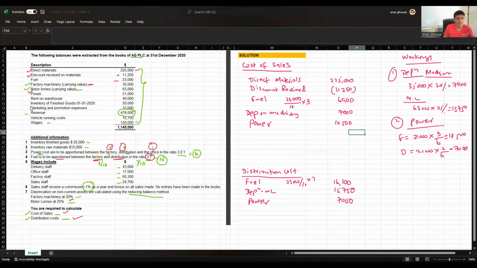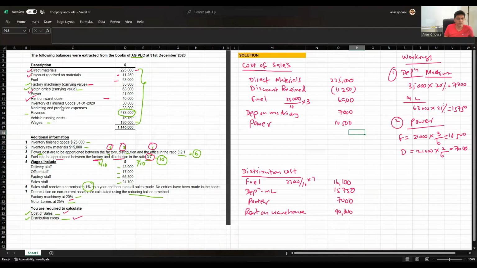Then rent on warehouse. This is basically under distribution cost. Rent on warehouse has to be taken under distribution cost, 40,000.